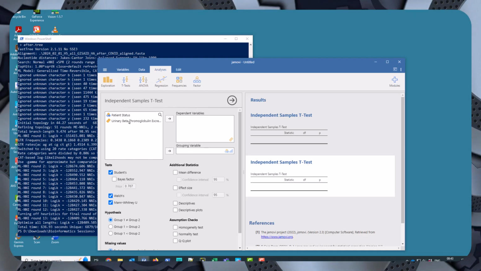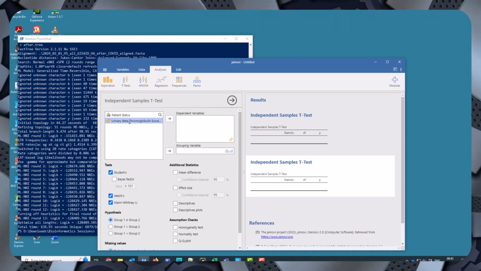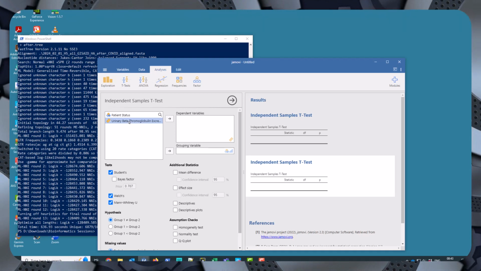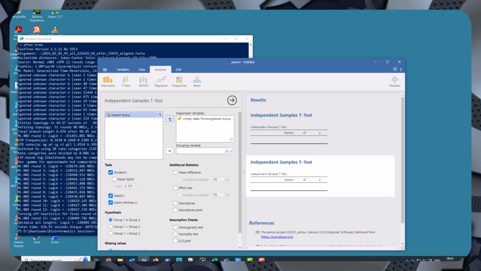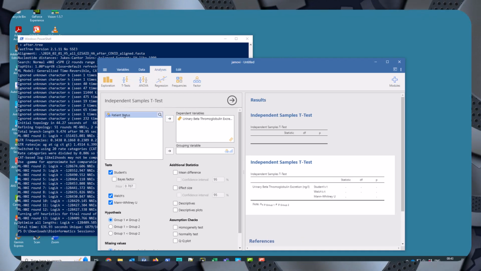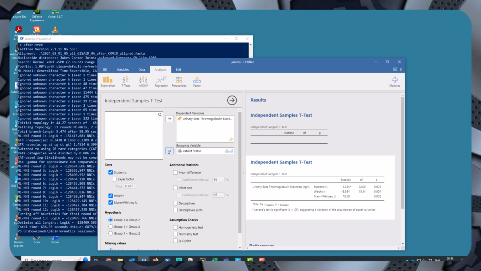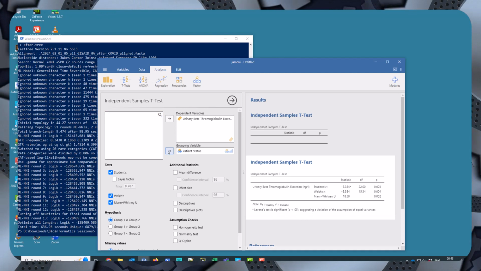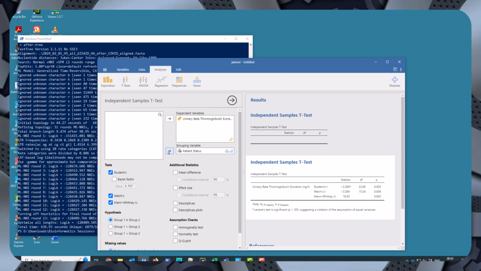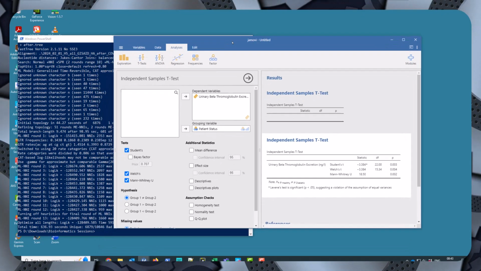Right, so the dependent variable, the variable you're measuring as the outcome to see if anything is happening, is urinary beta-thromboglobulin excretion. The grouping variable is patient status. That's the thing that divides it into two groups, treated and untreated, healthy and unhealthy. However you're going to divide your data, it has to be in two groups. That's those two.